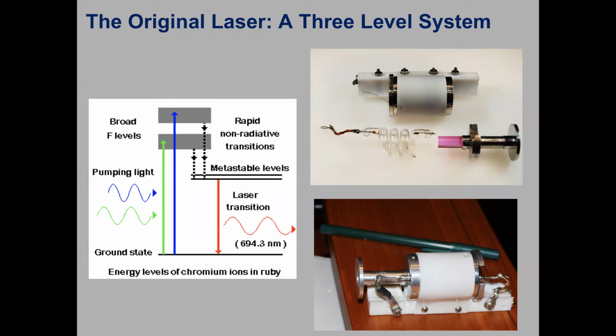Basically what happens here is that in the ruby crystal, you have some ground state, and your external pump source, whether it be electric or a light source of some form. Here in the original laser, it was a flash bulb pump. You can see here in the figure, this part here is the holder for the ruby lasing material. You can see the crystal here.